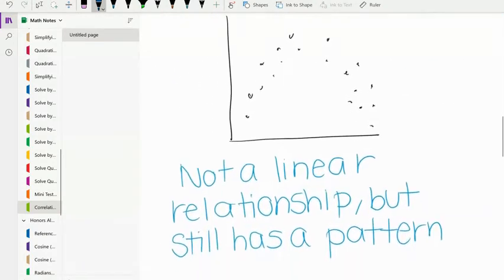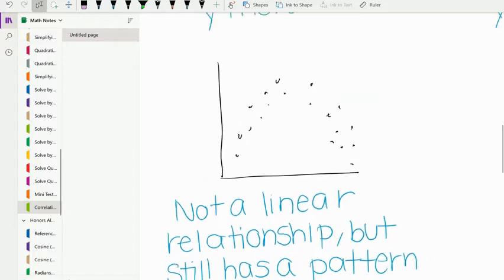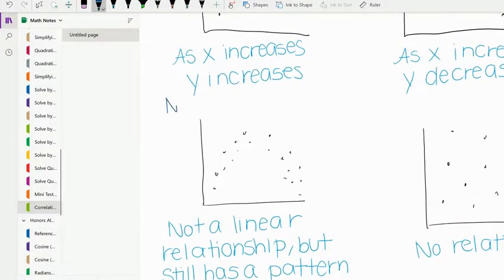Looking at this one right here, it says that it's not a linear relationship because it's not going upwards or downwards in a line, but there is still some type of relationship or pattern. This is what we call non-linear correlation. Although it's not linear, there is definitely still a relationship. This one in particular is making an upside down quadratic or parabola. Sometimes you might see an exponential decay or exponential growth relationship.